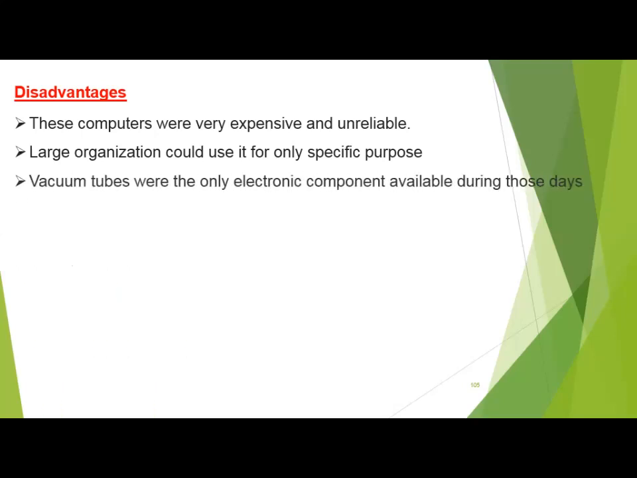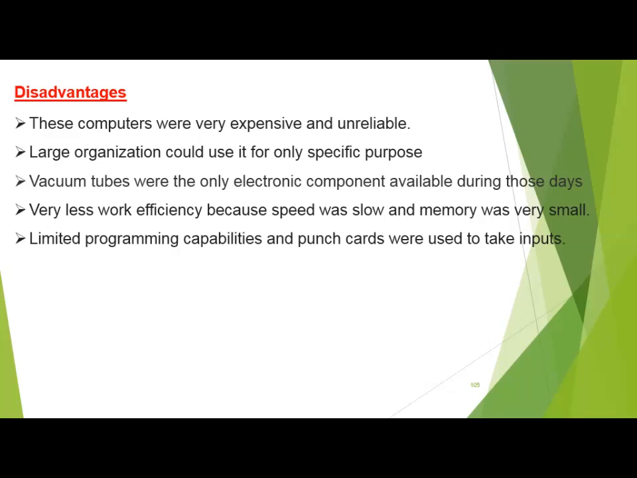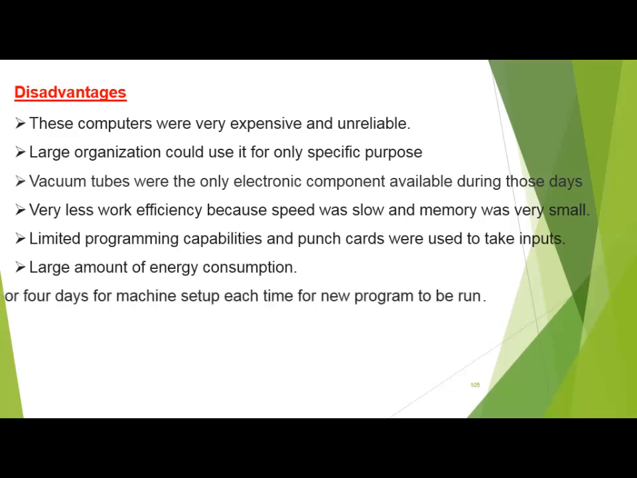Vacuum tubes were the only electronic component available during those days. So this was another disadvantage. Very low work efficiency because speed was slow and memory was very small. Because these were the first generations, due to vacuum tube deficiency we were facing these disadvantages. Limited programming capability, and punch cards were used to take inputs. As I told you, only one program could be made for one machine. Large amount of energy consumption. Again, this is another disadvantage.